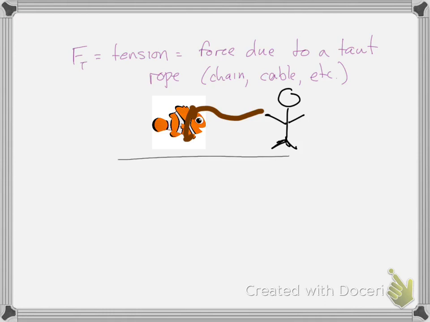Now, with the leash hanging down in the picture that I have here, there is no tension in the leash. Well, there is a tension due to the fact that gravity is pulling down on the leash a little bit, but there's no tension on the leash until I pull it taut, until I pull it tight, right? So let's go ahead and pull the leash tight. So now I'm exerting a force on the fish due to the taut rope. So hopefully you can see it's really the same as a pull, but we call it a tension.